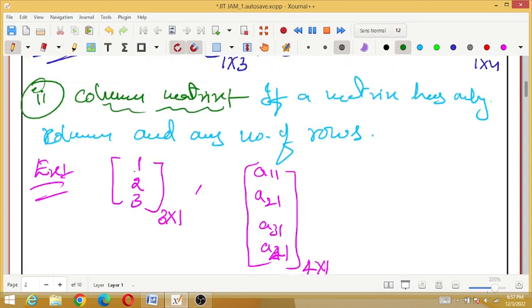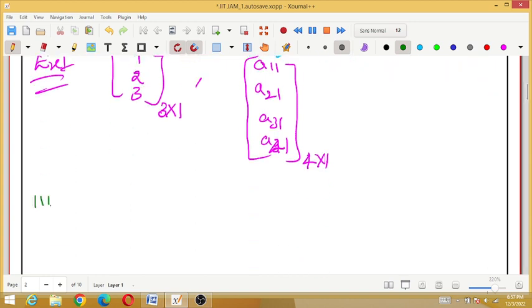Next, the third one is the square matrix.